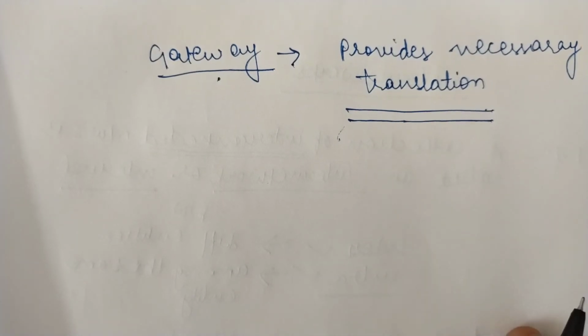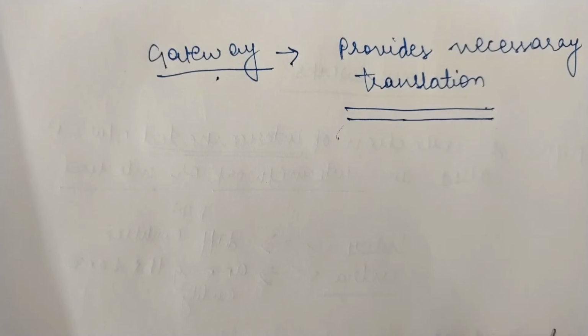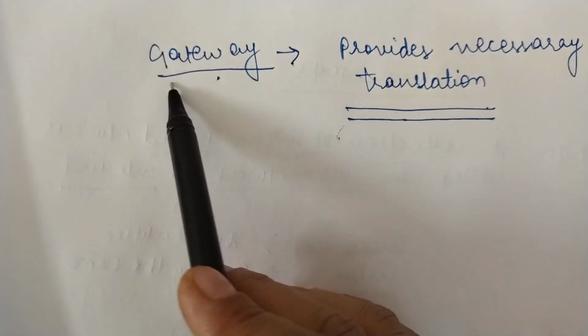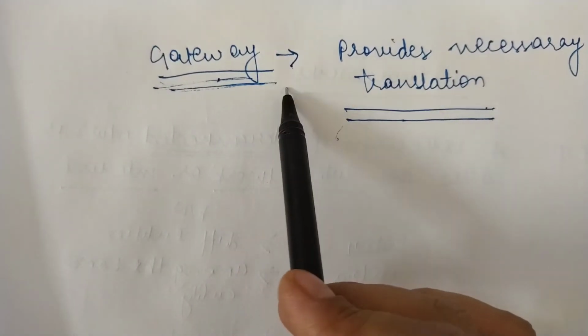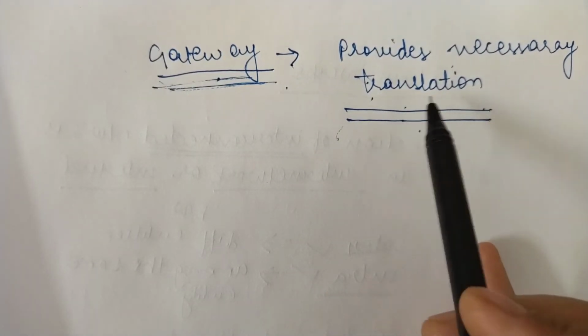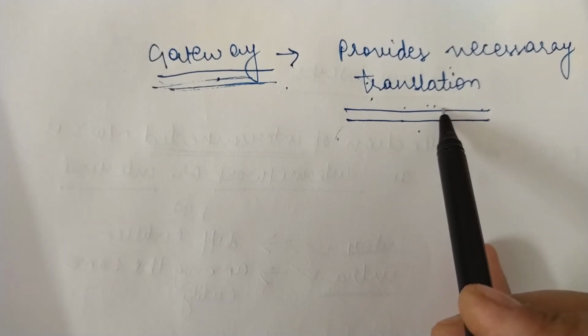So what do you do? What do two people knowing two different languages do when they want to communicate? They use a translator, a person who understands both the languages. For a person who understands and speaks English, the translator converts German into English, and for a person who understands German, the translator converts English into German. So this is what the gateway is doing here. Gateway is providing the necessary translation of the protocols between two different networks.